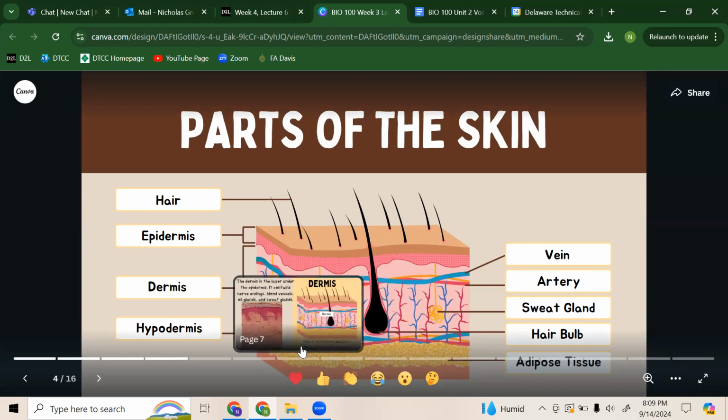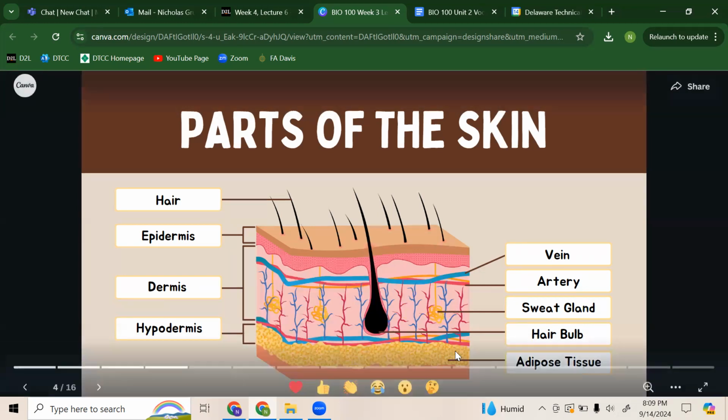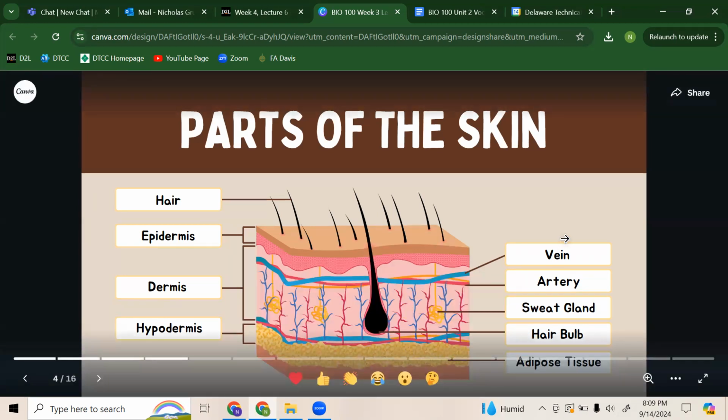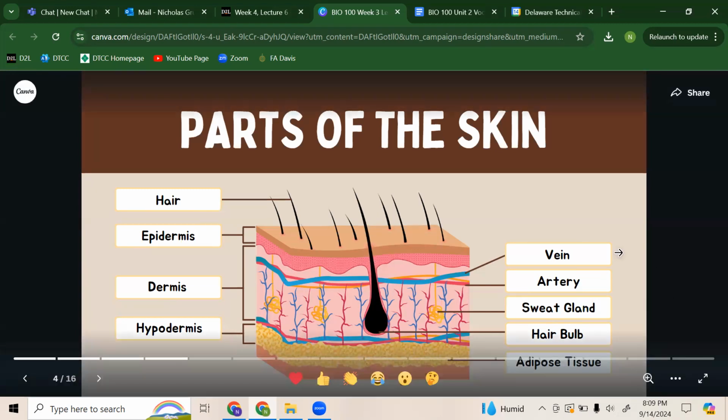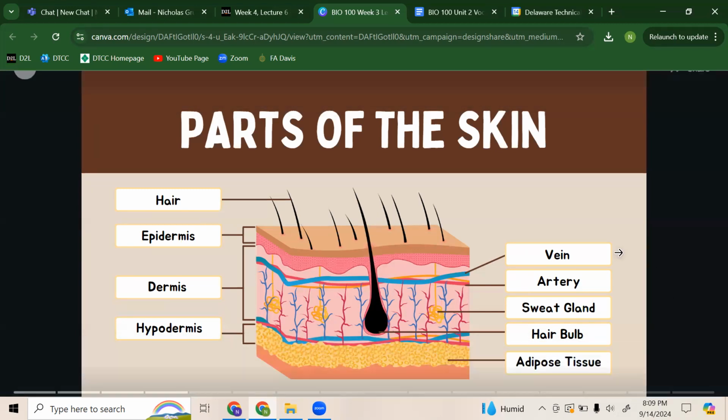And then if we go below the dermis, which is called the hypodermis, we get to our adipose tissue, which is our fat. The hypodermis is also known as the subcutaneous layer because the epidermis and dermis combined are our cutaneous membrane. So remember, cutaneo is one of our word roots for the skin, and derm is another word root for skin or the dermis.